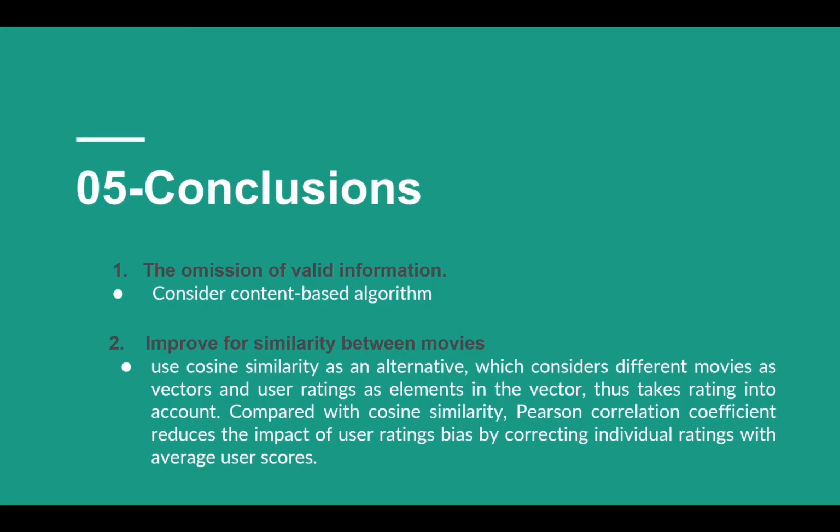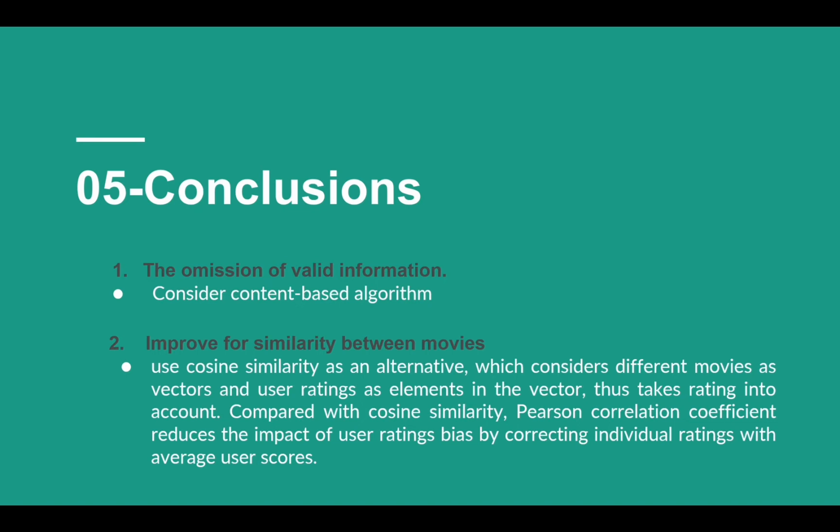And this is our conclusions. However, there are still some shortcomings about item CF. The first is we calculate the similarity through the interaction record between users and items. So it can't effectively introduce the content or attributes of the item itself, which results in the omission of valid information. So maybe a content-based algorithm can solve this problem.